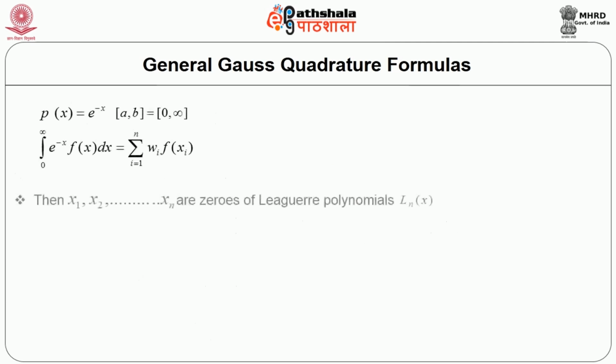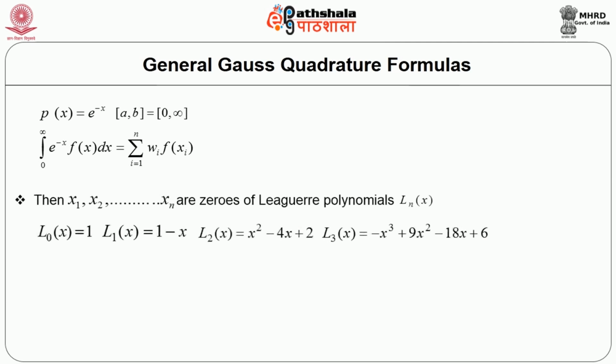The formulas which we derived using the method of undetermined coefficients were nothing but the Gauss-Legendre formulas with n equal to 2 and n equal to 3. Similarly, if p(x) is e raised to minus x and the interval of integration is 0 to infinity, open from the infinity side, in that case the integral from 0 to infinity of e raised to minus x f(x) dx can be given as sigma wi f(xi). Here the xi's are the zeros of the Laguerre polynomials.